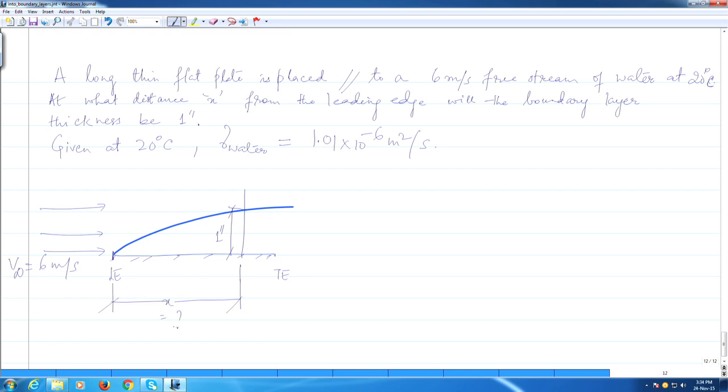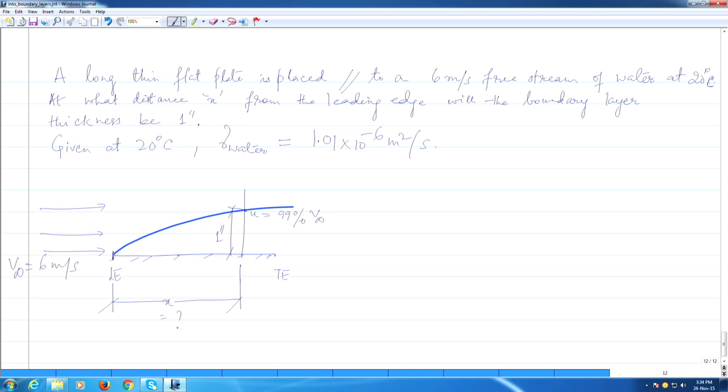This is equal to what? This is the question, and the height of the boundary layer is given as 1 inch, which means that at this distance x, 1 inch away from the plate, the velocity is 99% of v infinity, which in this case is almost 6 meters per second, so it has almost recovered. So, what exactly is this distance? What is given to you is the kinematic viscosity coefficient.